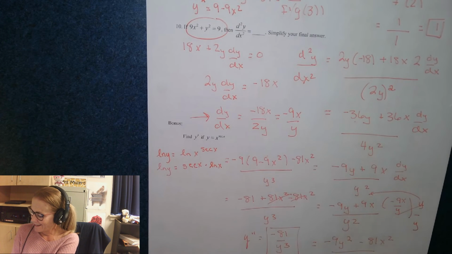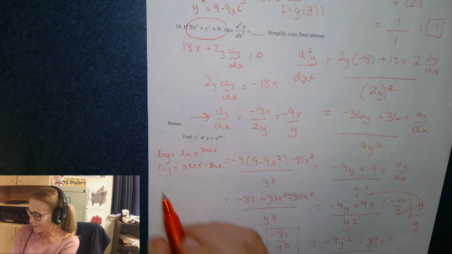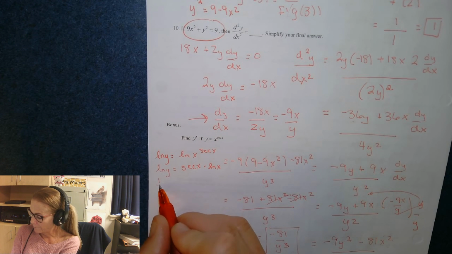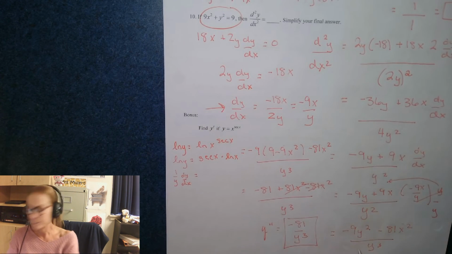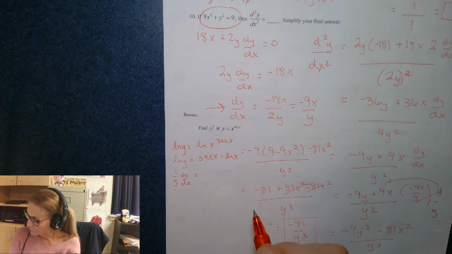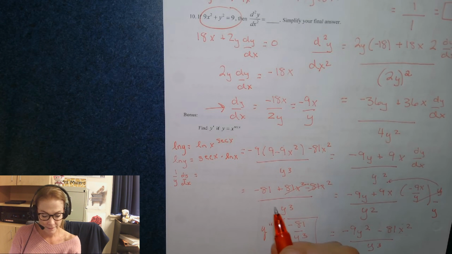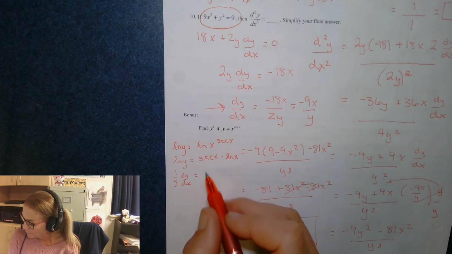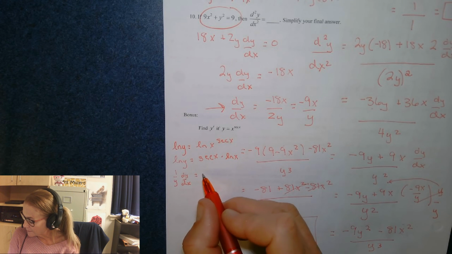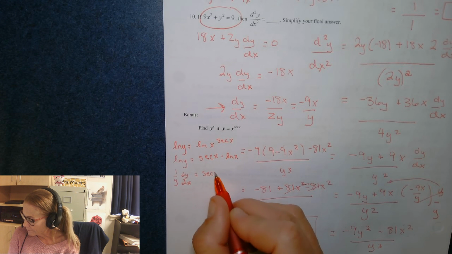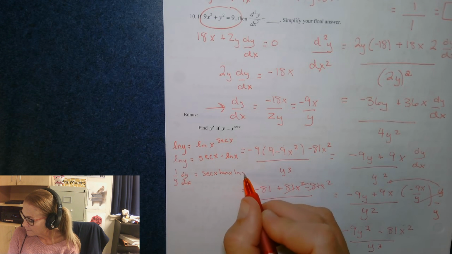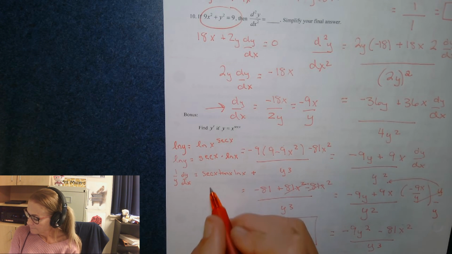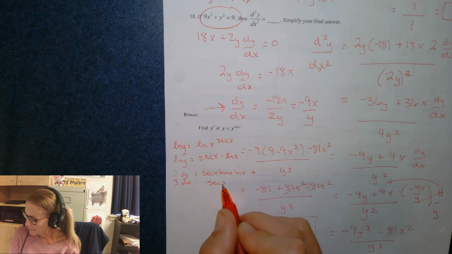Okay, so let's differentiate. This will be 1 over y dy/dx. Okay, and then we're going to need the product rule here. Luckily there's no dy/dx on this side, so we'll just do secant of x, which is going to be secant tan, ln of x, and then plus secant x over x.